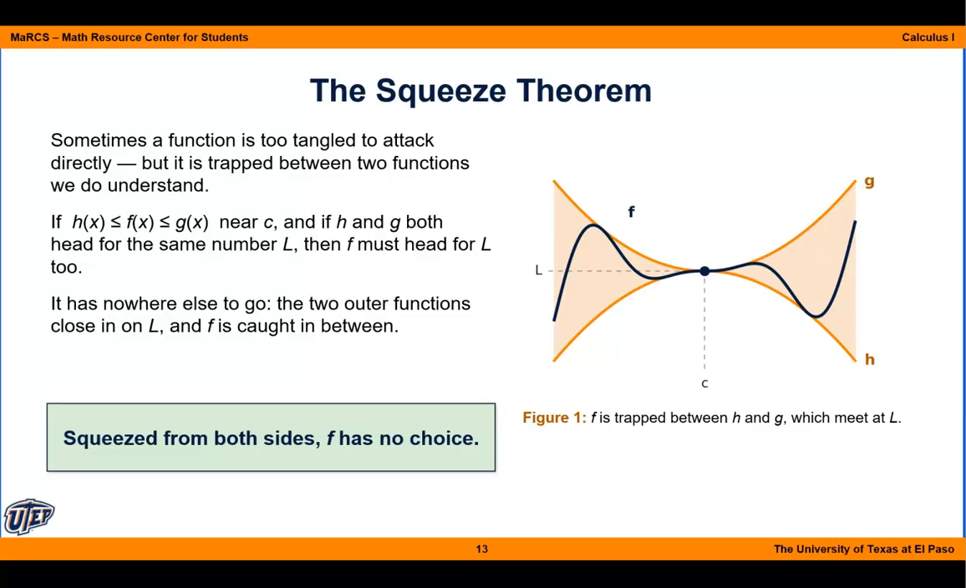The graph illustrates the idea. As x moves towards C, the lower and upper functions close in on the same height. Because f is trapped between them, it has nowhere else to go. Notice that the theorem requires both outer functions to approach the same number. If their limits were different, they would not force the middle function toward one particular value. So the squeeze theorem allows us to determine a difficult limit indirectly by controlling the function from above and below.